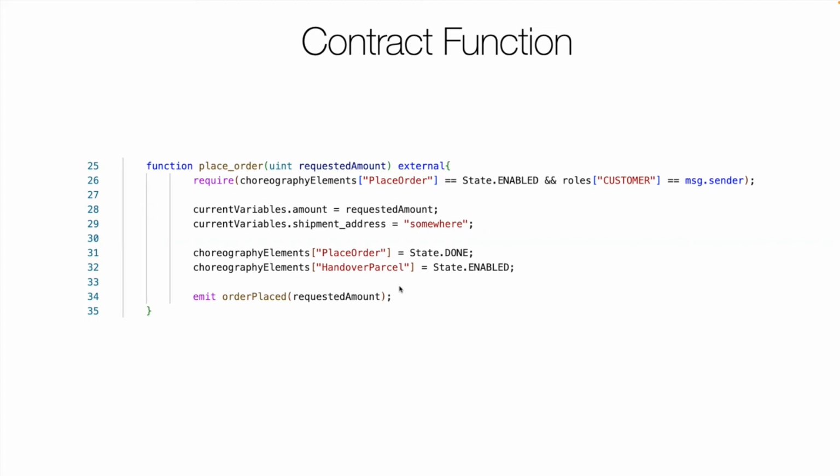Afterward, we update the amount, we update the state of the contract and the process, and we update the state of the choreography elements. And then we enable the next element that we need to execute. Finally, we emit the event so that now the retailer knows that the customer placed an order.